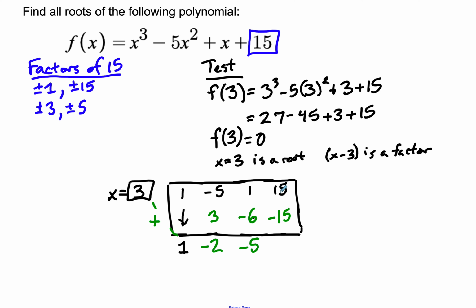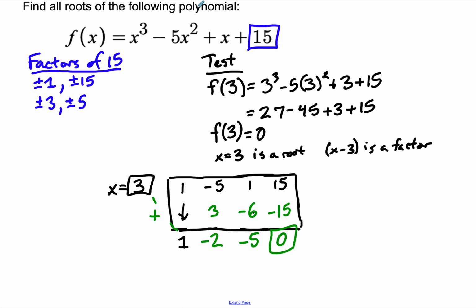And as I was hoping, right, if I do this right, I should get a 0. 15 minus 15 is 0. And so I've done this right. Okay, so I have x equals 3 now factored out.